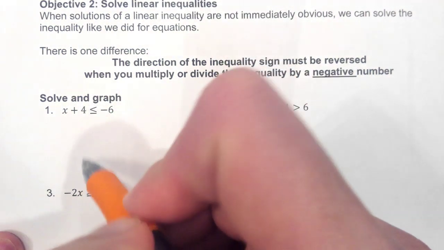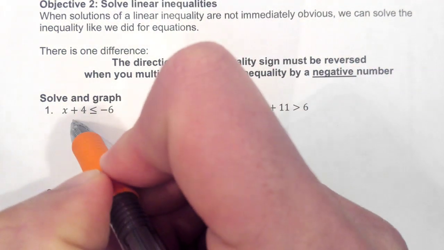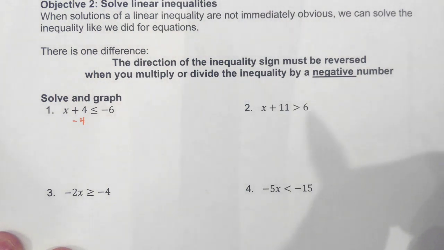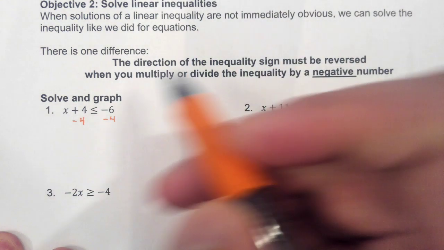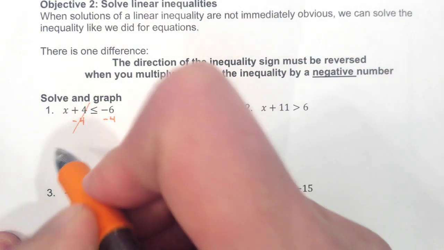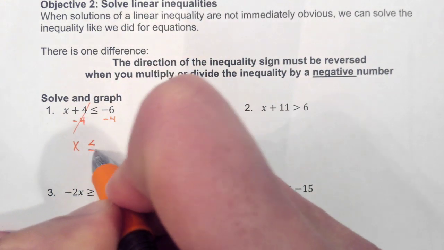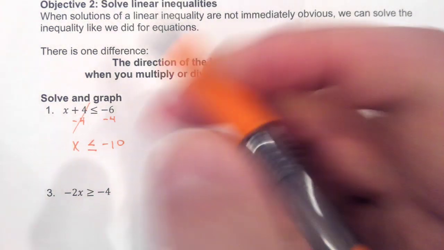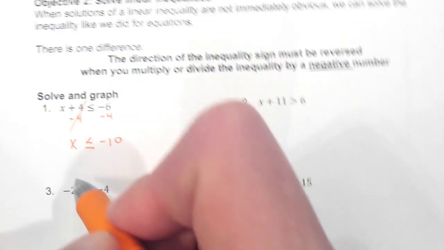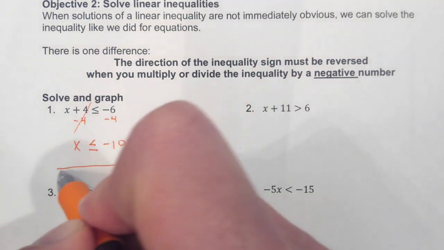We haven't really been doing that lately. So how would you get x by itself? Well, you would subtract 4 from one side of the equation. If you subtract 4 from the left side, you have to subtract 4 from the right side of the inequality. Those 4's cancel. I'm left with x is less than or equal to negative 6 minus 4 more is negative 10. We're asked to solve and graph, so we'll quickly put that on a number line.